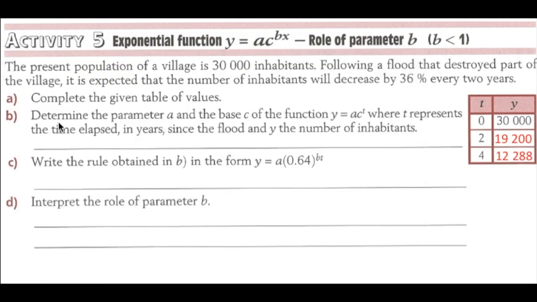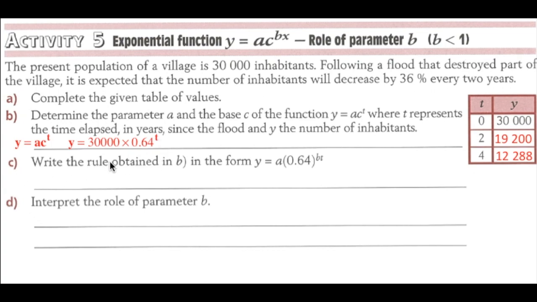So then they're saying determine the parameter a and the base c of the function y equals a times c to the power of t, where t represents the time elapsed in years since the flood and y is the number of inhabitants. Okay, so y is equal to a times c to the power of t. Here we're talking about 30,000 times 0.64 to the power of t. Now here they're talking about t as the number of years. So if you're talking about 1 year, that is half of a cycle. We would have to count 2 years as one full cycle. We would have to work it into the t. It becomes a little bit difficult to use.